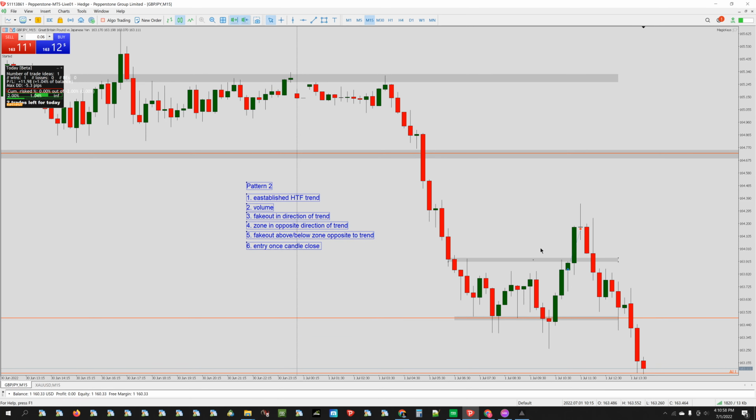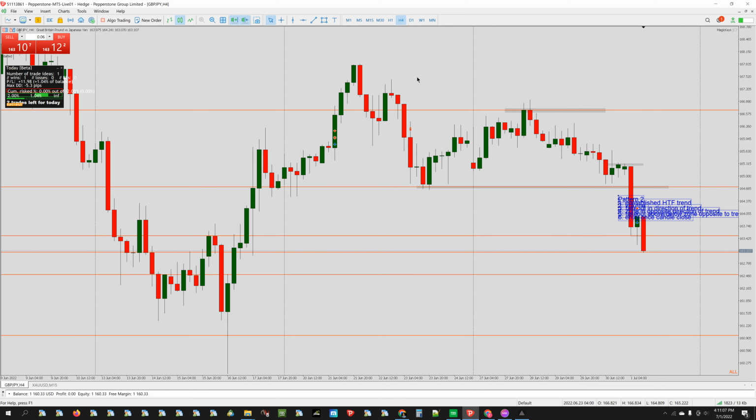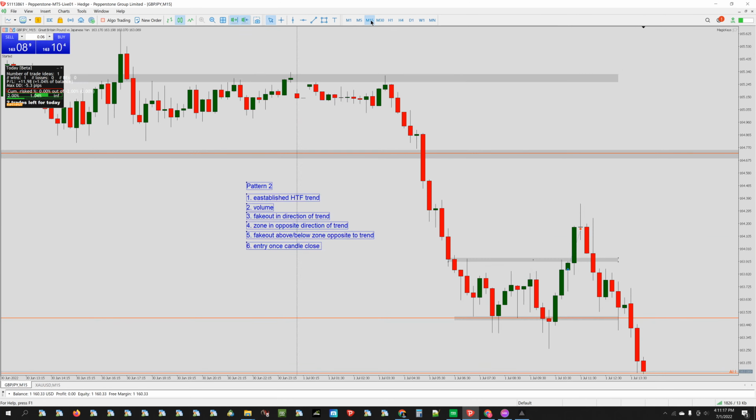So these were examples of pattern 2. In my opinion, the move that we were looking for in GBP JPY is basically over. At this point, prices may continue moving up or down till the 162.500 area, but I am just waiting, or I want to say, just staying away from these things.